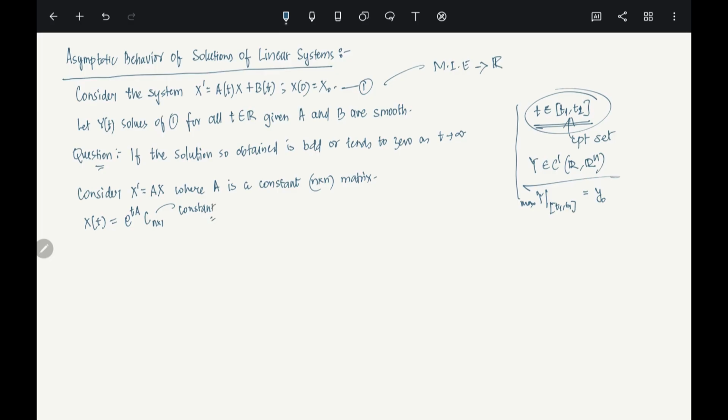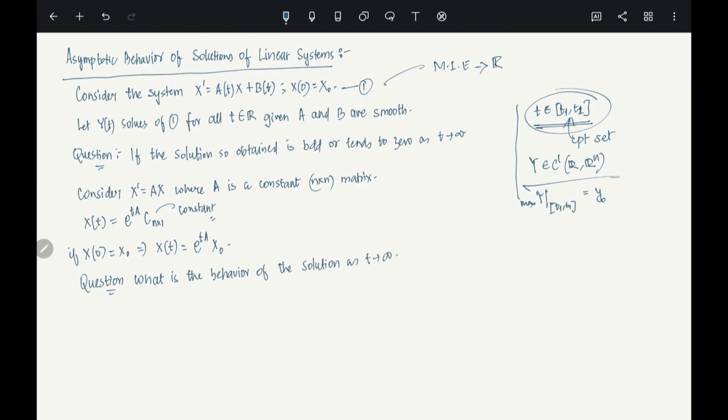Now the problem is this. Let's say it passes through x0, that is, x(0) = x0 is given to you. Then that implies that x(t) is the unique solution given by e^{tA} times x0. Now if we want to understand the behavior of the solution as t tends to infinity, the question is: what is the behavior of the solution as t tends to infinity?